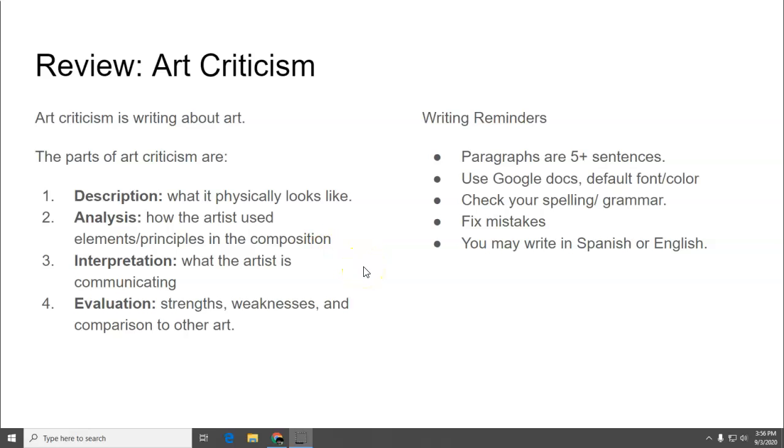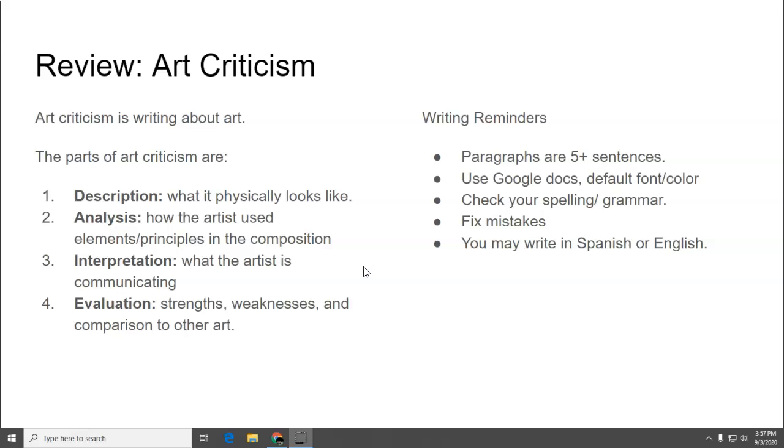So now we're going to go back to week 1 and review art criticism. Remember that art criticism is writing about art, and it has four parts to it. The first part is description, which is what something physically looks like, and that was your assignment last week. You looked at the painting, picked out an object, and wrote a description.